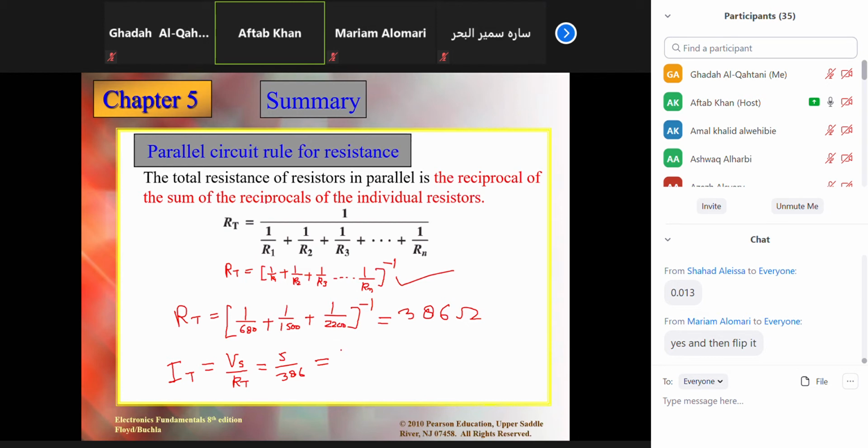So how much is the value when you divide this one? 5 over 386. So you are getting 0.013 ampere. Another value is 0.0129, which is more accurate. When I convert it into milli, you know how much it is going to be? 12.9 milliamps. If you look at the next digit after 0.0129, it will be around 8 also. That is going to be exactly the same value.